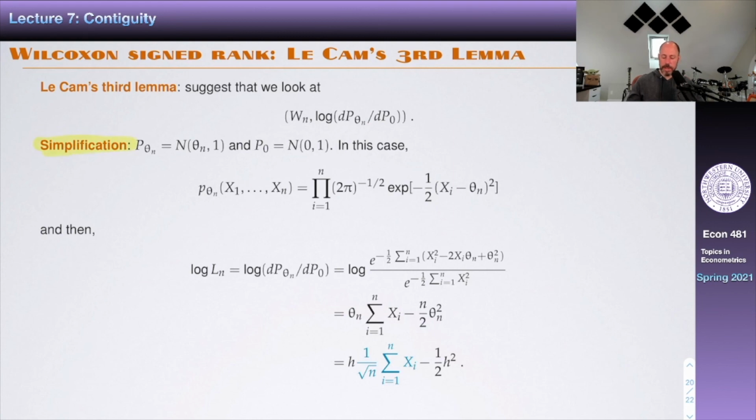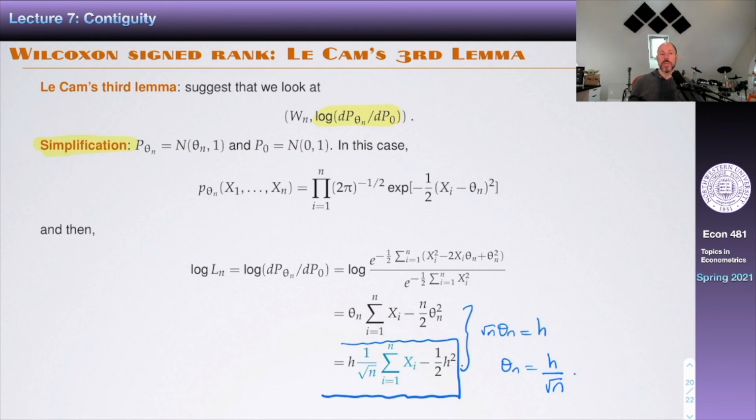Why? Because today we don't have the tools to analyze the log likelihood ratio in general. That is the topic of next class when we talk about local asymptotic normality. We don't know that yet. So what we're going to do instead is just focus on the normal case, which is a specific case of the symmetric location model, and we're going to go back to the general case next class. So suppose that the sequence of alternatives are normals with mean theta_n, and of course the null is where the mean is zero. This is the density of the joint distribution of these n observations in the normal case. And so when you look at the log likelihood ratio, as we did multiple times today, it's equal to that, where here we're using that square root n theta_n is equal to h, because remember we defined theta_n as our sequence of local alternatives. And so the log likelihood ratio takes this form over here.